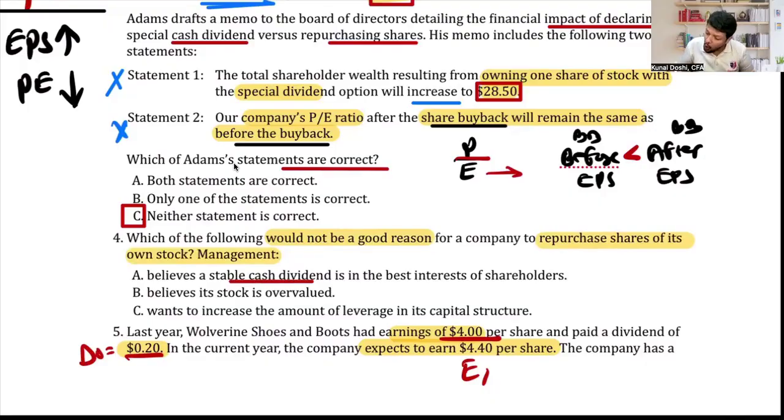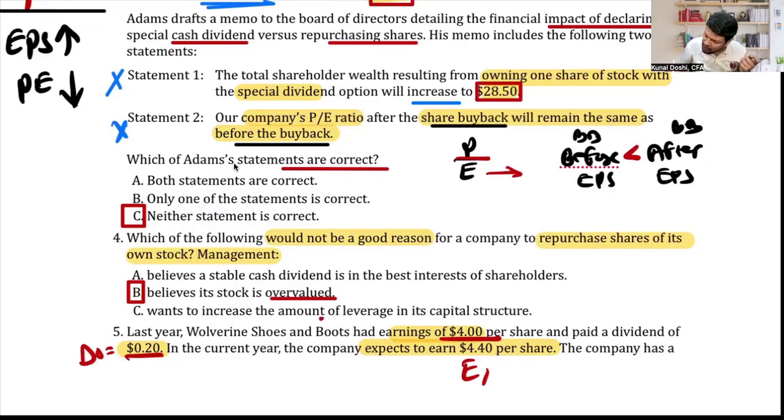Believes its stock is overvalued. Guys, do you do buyback when the stock is overvalued or undervalued? You do buyback when you think the stock is undervalued. So this is definitely a wrong statement, isn't it? So this can definitely not be the reason for doing the buyback when you think it's overvalued. And if you do buyback, you're actually buying at a higher price. When it's undervalued, buying it makes sense, right?